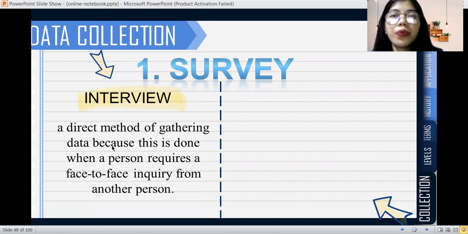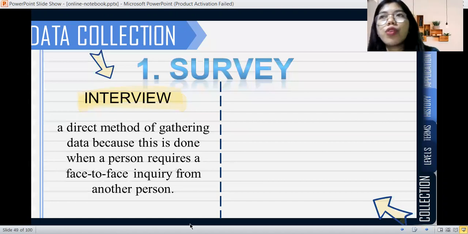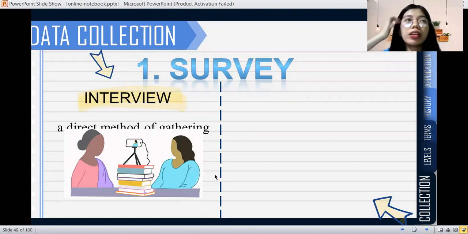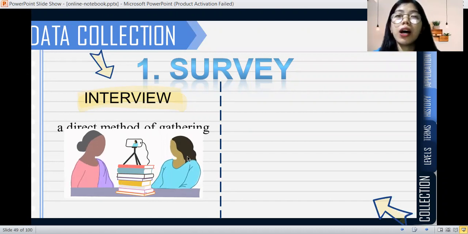It is a direct method of gathering data because this is done when a person requires a face-to-face inquiry from another person. Interview, like for example, kanina, ito po yung interview natin. Meron po tayong nagaganap na face-to-face interaction, or pwede rin naman siyang virtual, so long as merong dalawang person na nag-uusap, isang interviewer, tapos interviewee.